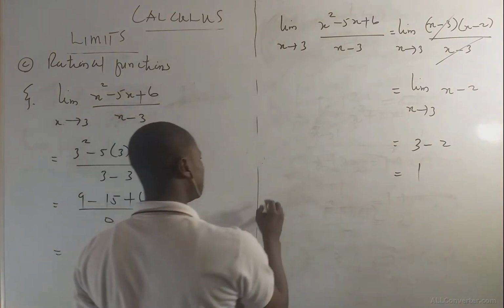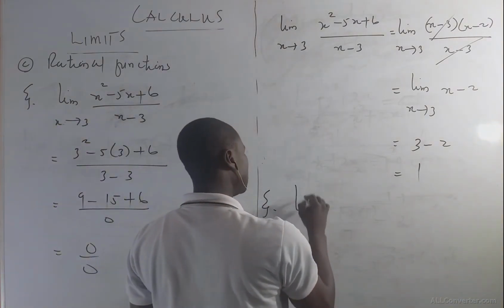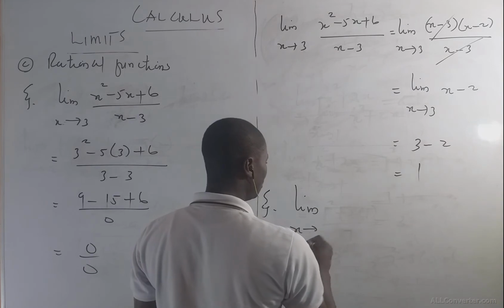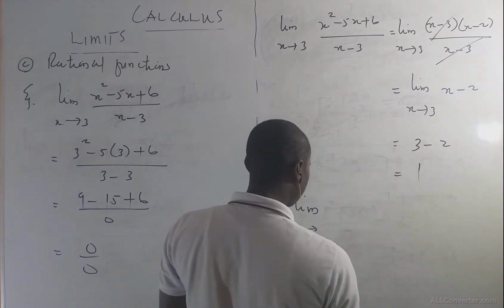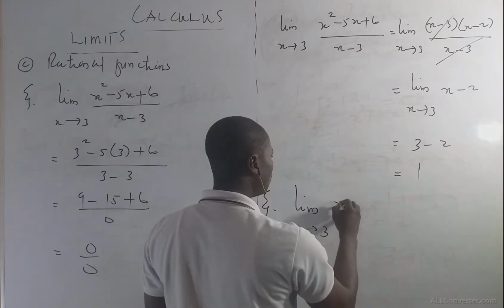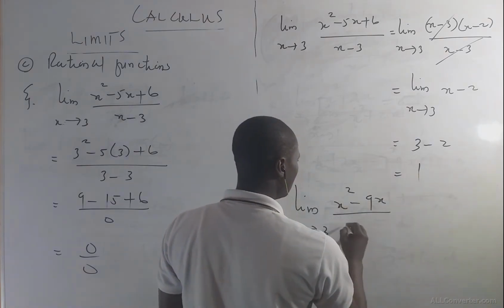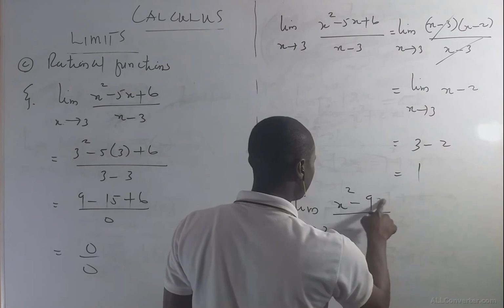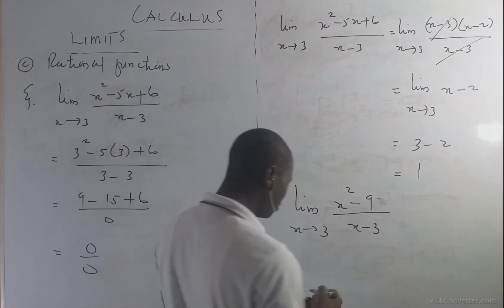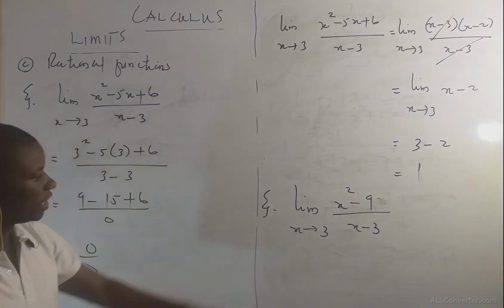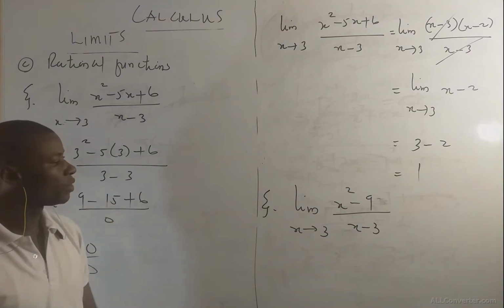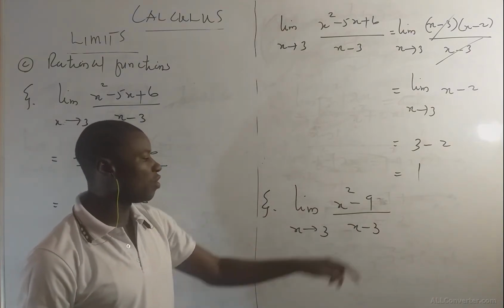Then let's assume that we are also given an example. Limit as x approaches, let's say we have 3 here. Then we have x squared minus 9 over x minus 3. Let's assume that this is what we are given to solve. So the limit as x approaches 3 of x squared minus 9 all by x minus 3.